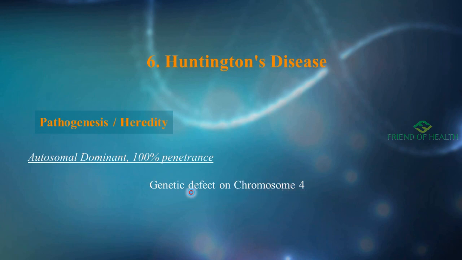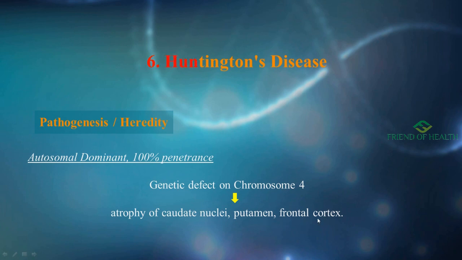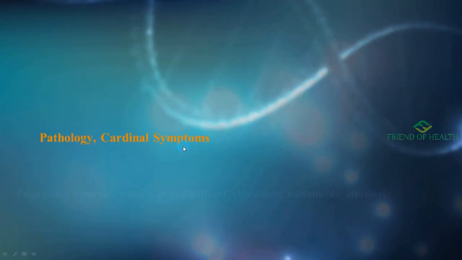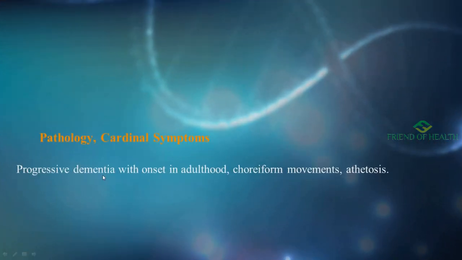So, a genetic defect on chromosome number 4: Huntington's disease. What happens is atrophy of the caudate nuclei, putamen, and frontal cortex. The presentation, the pathology or cardinal symptoms, is progressive dementia with onset in adulthood. Choreiform movements and athetosis, these are the cardinal symptoms. So, progressive dementia with onset in adulthood.